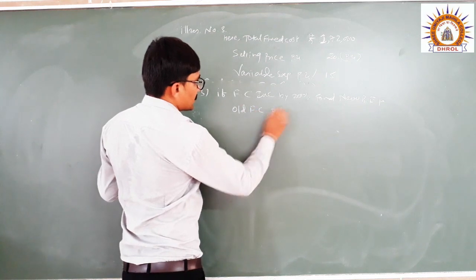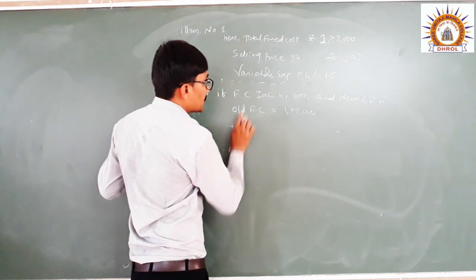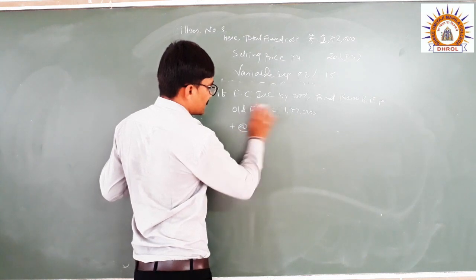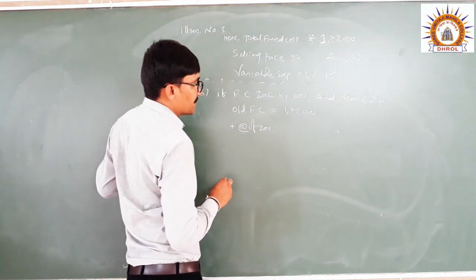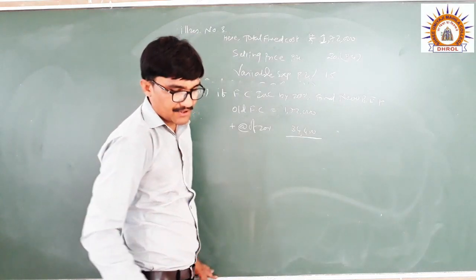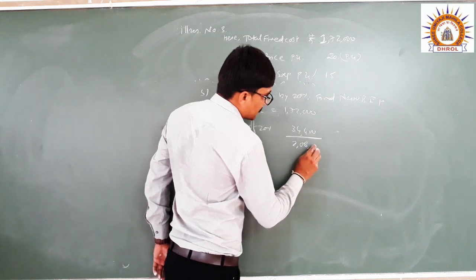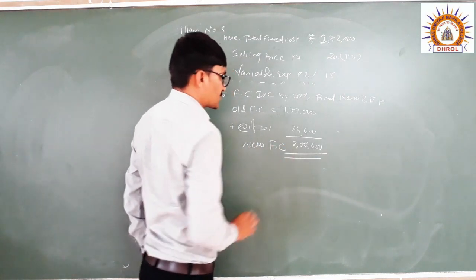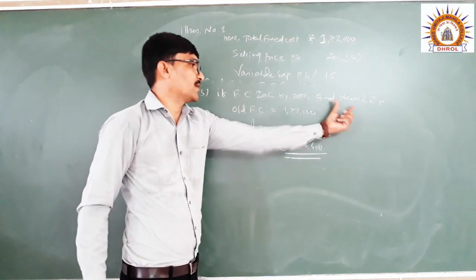See, the fixed cost is 1,72,000. Plus, because here they increase it at the rate of 20%. So 1,72,000 multiplied by 20% is 34,400 rupees. Then the new fixed cost will be 2,06,400. Here you can say that is the new fixed cost. Through the new fixed cost, you should find out the new BEP.